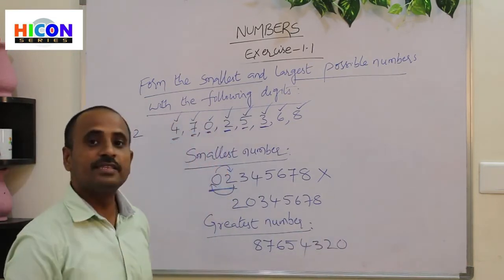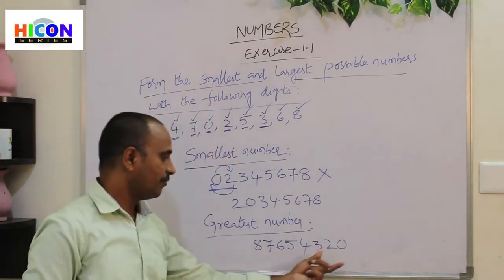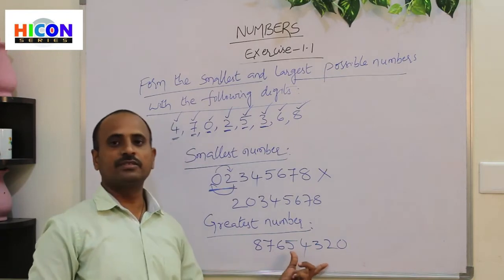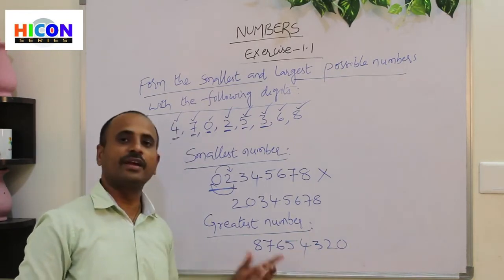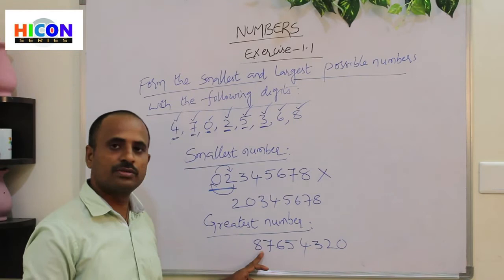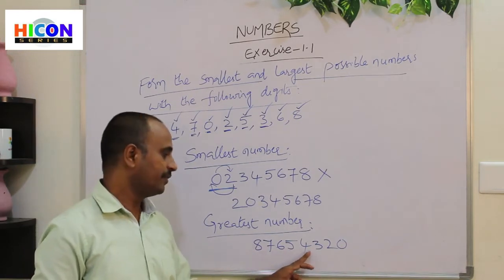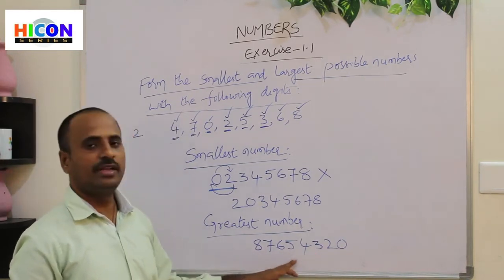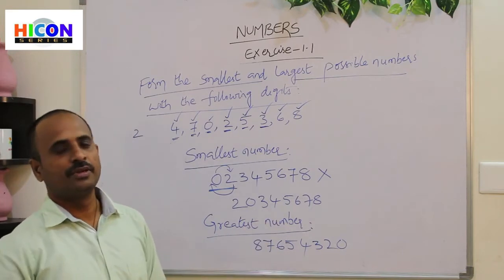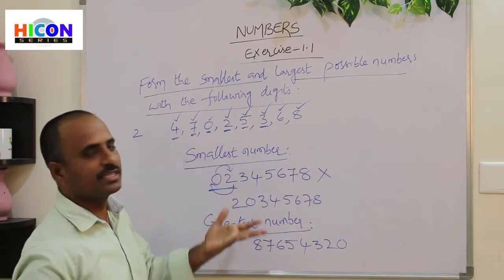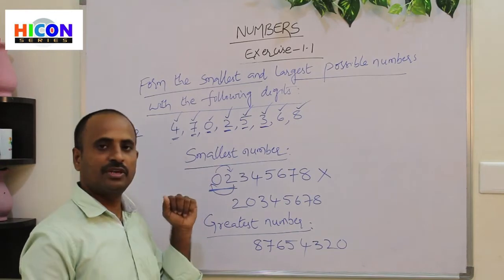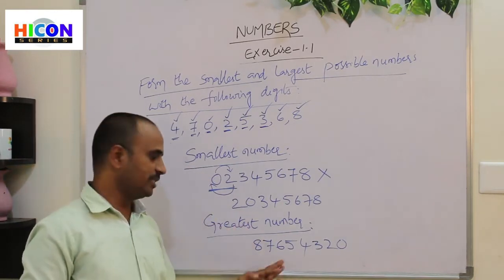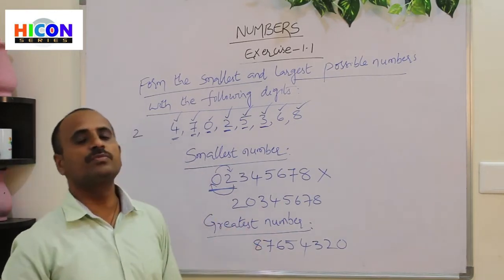So children, this is the arrangement of given digits from greatest to smallest. And this number would become the greatest number. That is 8 crores, 76 lakhs, 54,320. So this is the greatest number. So by arranging the given digits in ascending order, we will get the smallest number. And if we arrange the given digits in descending order, we will get the greatest number.